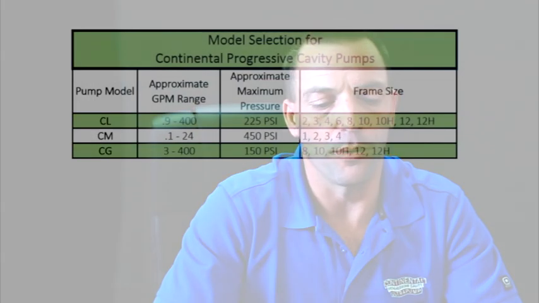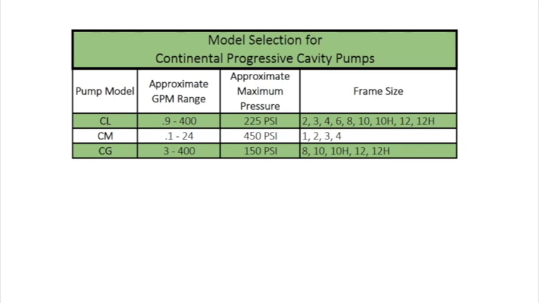Alright, today we're going to talk about the pump application data sheet. This is going to allow us to select the proper model that we need for our pump application. So we're going to go to the chart for the pump application data sheet, and on the far left hand side we're going to be looking at the CL model.